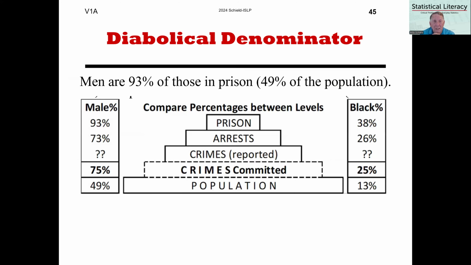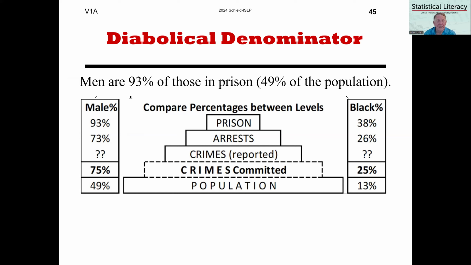As an example, I call this the diabolical denominator. Do you realize that 93% of the people in prison are men? Yet men are less than 50% of the population. Is this a huge disparity? Yes, it's huge. But what else could I compare? Well, I could look at arrests. 73% of those arrested are male. What about crimes reported? Well, you can get that. At the time I wrote this, I didn't have it. But what I really want is crimes committed, because about half of the crimes committed are actually reported. The government in the US does this survey, and they found that crime victims said that 75% of their assailants were men.